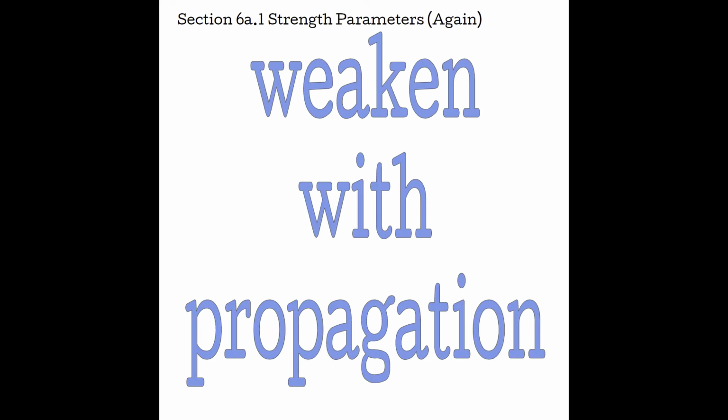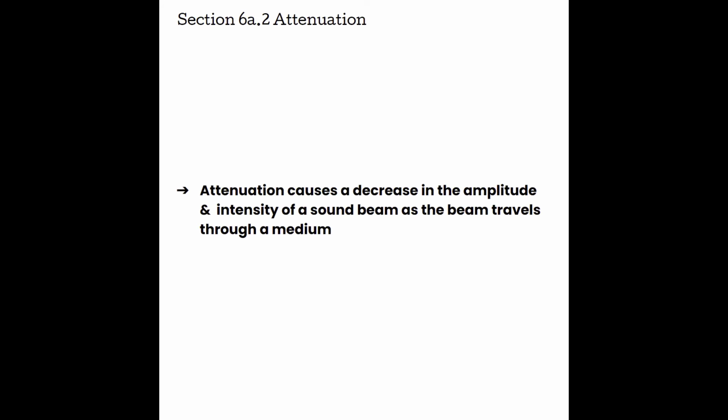All three of these parameters are determined by the machine and can be adjusted by the sonographer if they change the output power. But the important part for this lecture is to remember, all three of these parameters weaken with propagation. Section 6A.2, attenuation. Attenuation causes a decrease in the amplitude and intensity of a sound beam as the beam travels through a medium. All sound will attenuate.